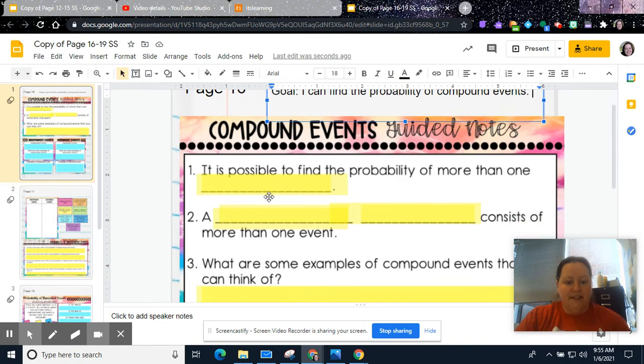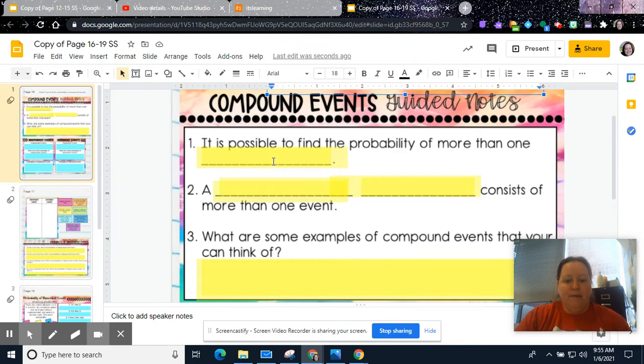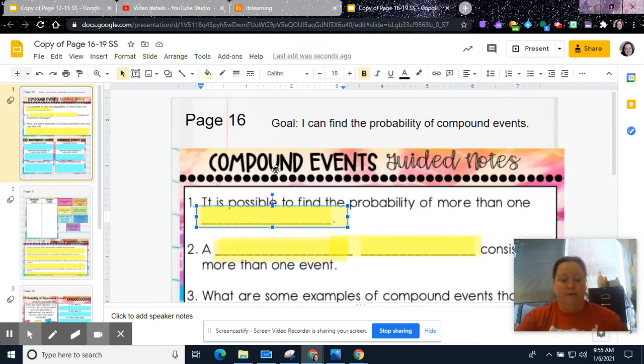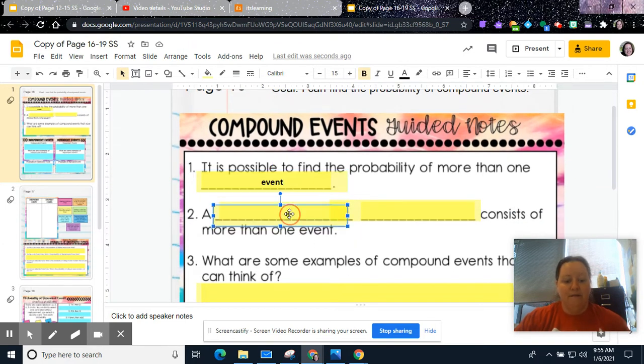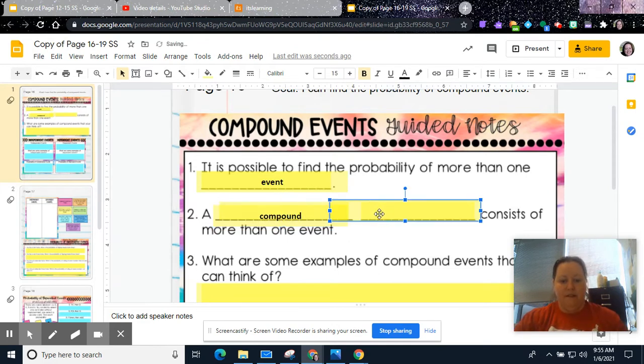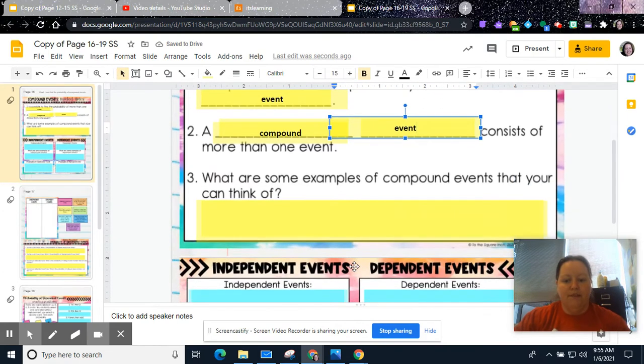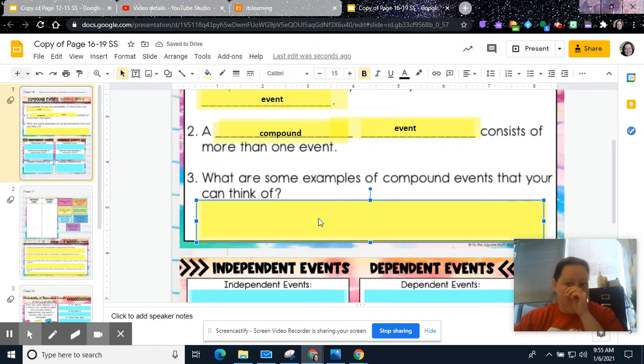So compound events. It is possible to find the probability of more than one event or more than one thing occurring. A compound event consists of more than one event. What are some examples of compound events that you can think of?